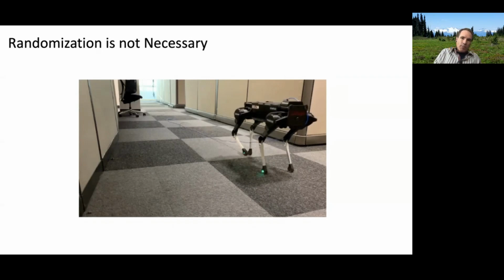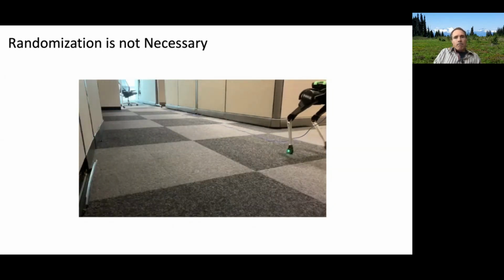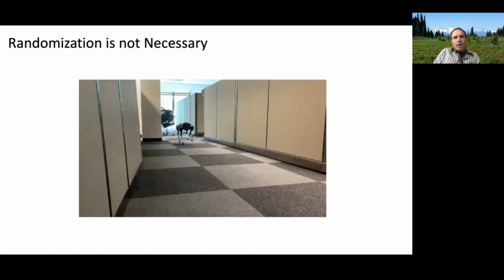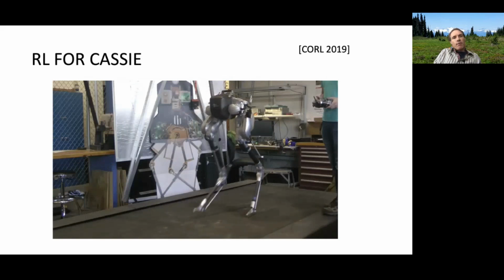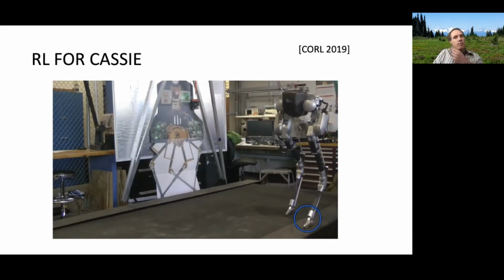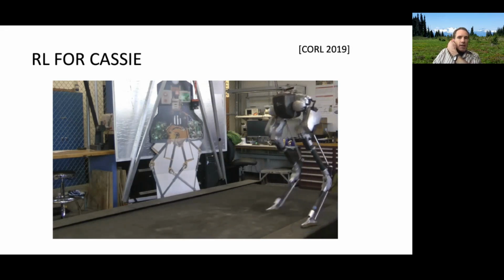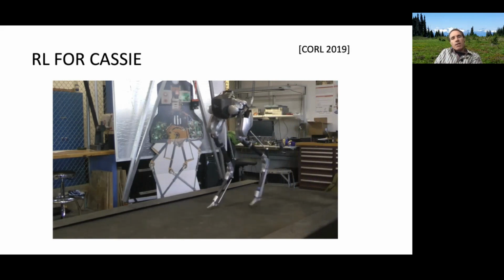And so these are some different gaits. We did this earlier as well for Cassie. We trained a variety of gaits for Cassie using deep reinforcement learning. And again, that was without randomization.